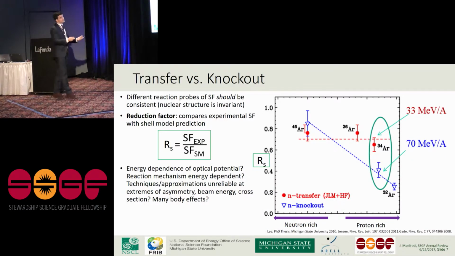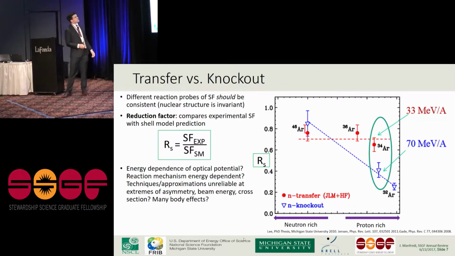So on the left side, for instance, you see argon-46. That's 18 protons, 28 neutrons, relatively neutron-rich. Whereas if you move to the right, argon-34, argon-32, you have a much higher relative number of protons. And we're interested in studying behavior across this isotopic chain. There are two data sets here. The red corresponds to spectroscopic factors extracted from transfer measurements, and the blue from data extracted from knockout measurements.